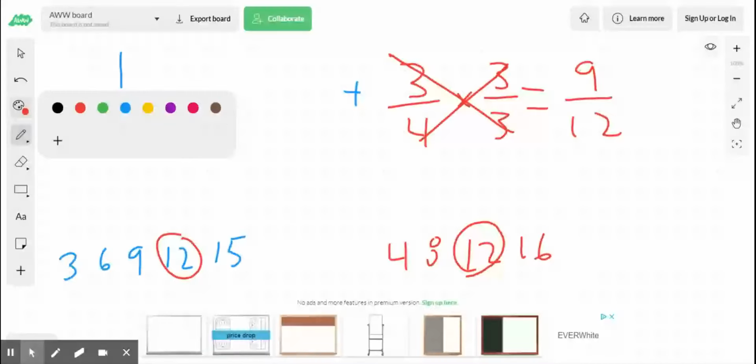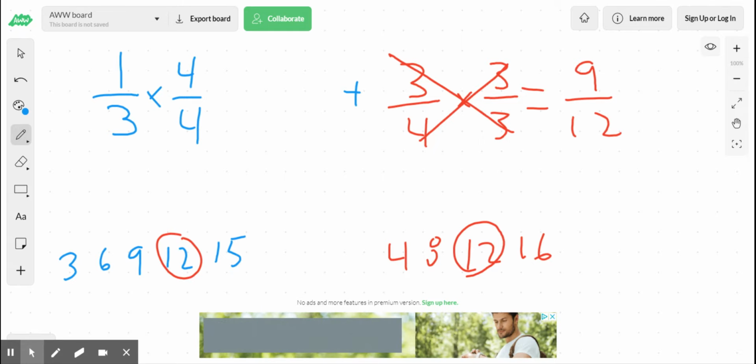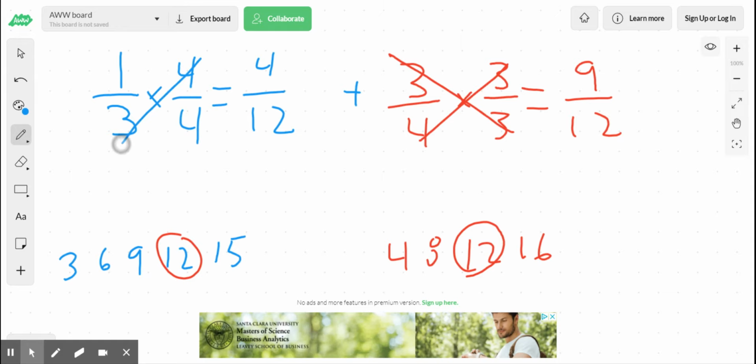So now it's time to go to 1/3. And I need to ask myself, how do I get from 3 to 12? Well, in that case, I need to multiply by 4. And I'm going to multiply by the equivalent of 1, which is 4/4. And I'm going to multiply straight across. So I have 4 times 1 is 4. 4 times 3 is 12. So I have renamed this as 4/12.